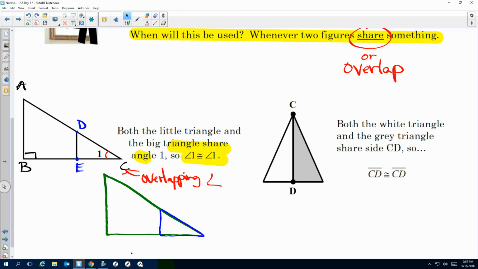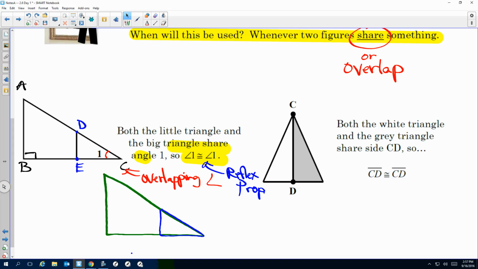When we see that, if I ever see a statement that's stating basically the same thing, that's our reflexive property. So if I see an overlapping angle or a shared angle, I'm stating it using the reflexive property.